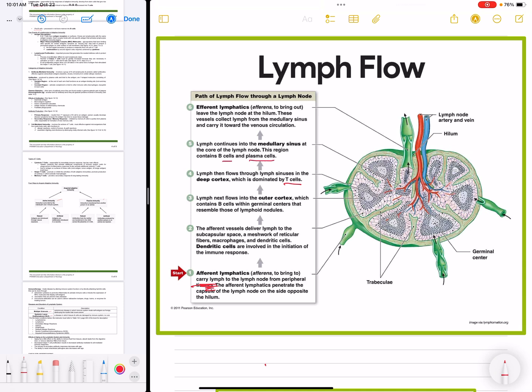So, efferent lymphatics. So, efferents to bring out naman. So, di ba ang afferent bring to? Then, ang efferents is bring out. So, leave the lymph node at the hilum. These vessels collect lymph from the medullary sinus and carry it towards the venous circulation. So, muna natin lymph flow.